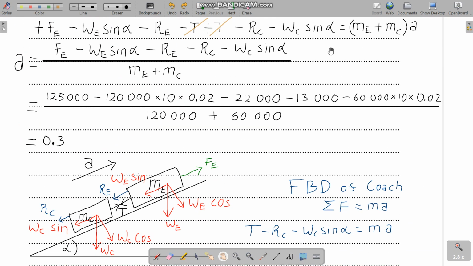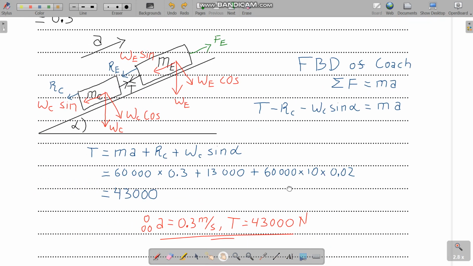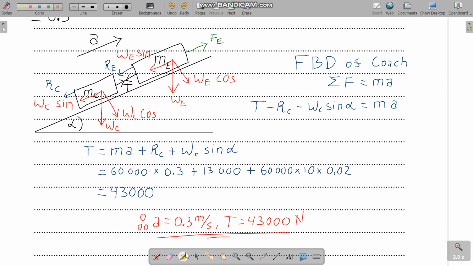And now we need to find the tension. For the tension we can use the FBD of the coach only or the engine only. If we use the coach, it's easier because we only have 3 forces. For the engine we have 4 forces. So for the FBD of the coach, again up the slope is positive, so this T is positive, this is negative, this is negative. So T positive, resistance negative, W sine negative equals m of the coach only times a.